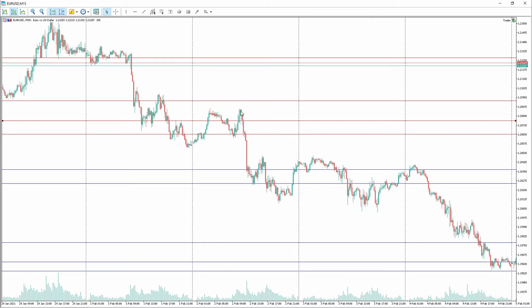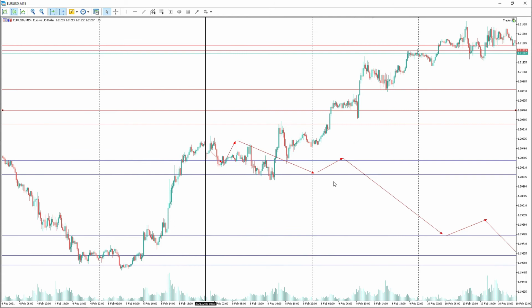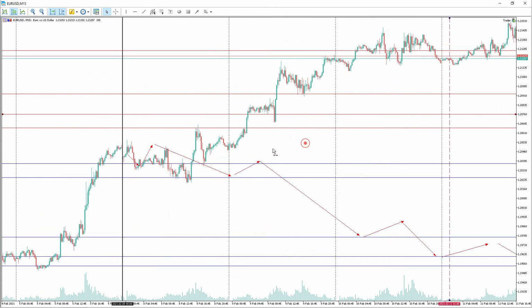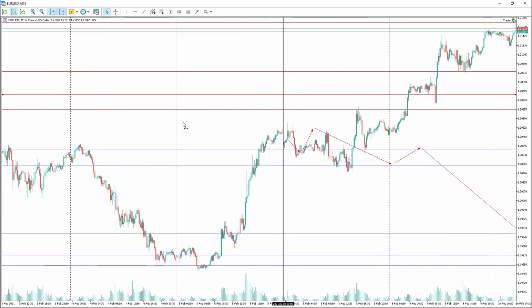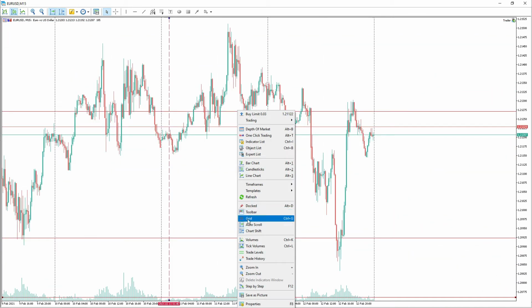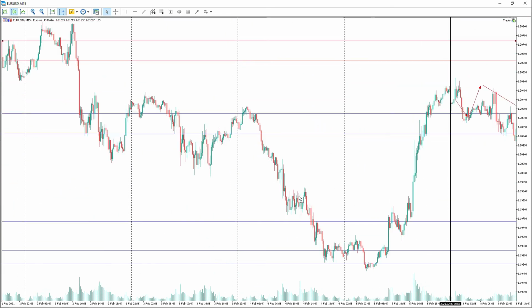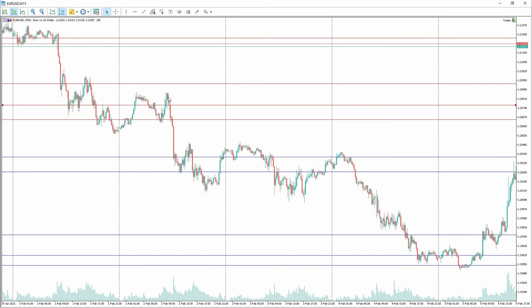So the loss I made here was simply because of my own, what word can I use, greediness, for not following all my rules, which resulted in a loss because of a weak high. Let me turn off auto scroll, it keeps on scrolling. Okay, so there it is. This is a weak high.